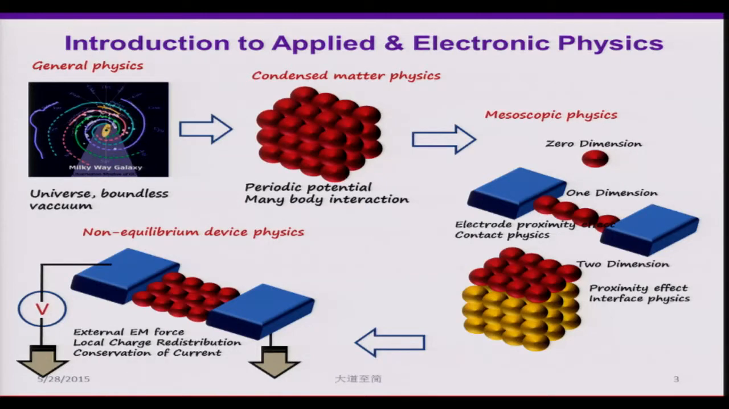The next step, we need one more step to make this into a device. To make this into a device, you need to push the carriers to make them flow across the device. The simplest way is to apply an electrical voltage that drives electrons across this device. So applied physics is in this region, where the condensed matter system has been reduced in dimensions, and external fields are applied to drive the carriers in these systems.